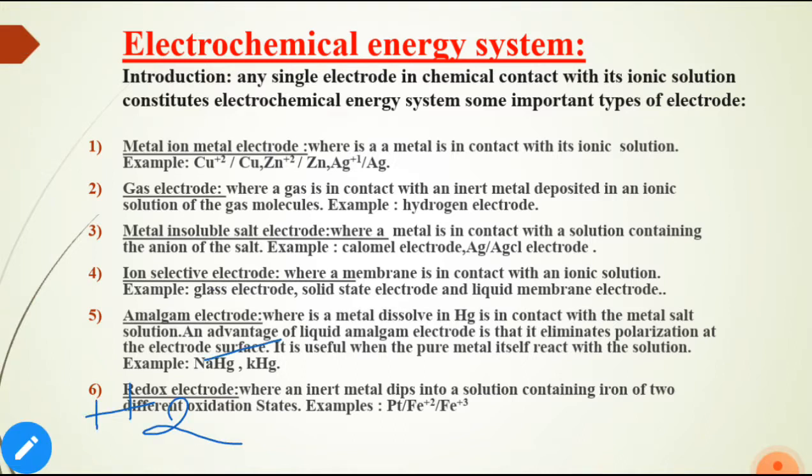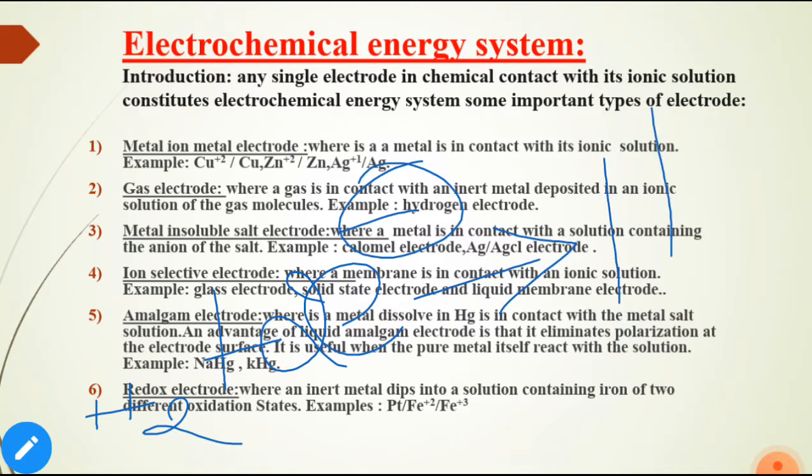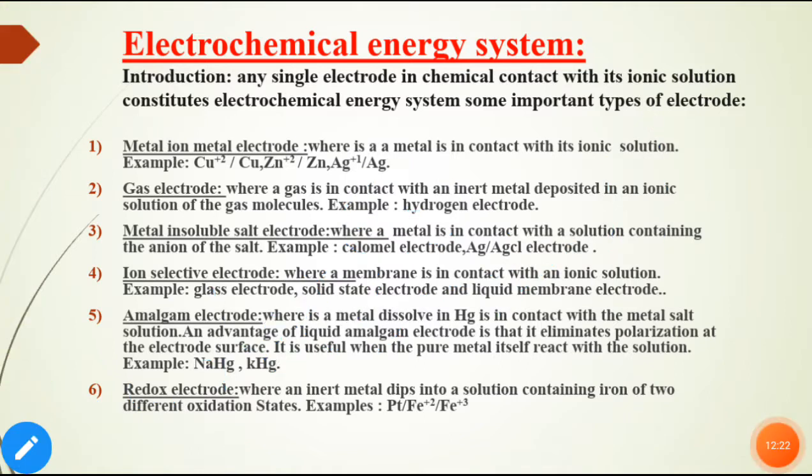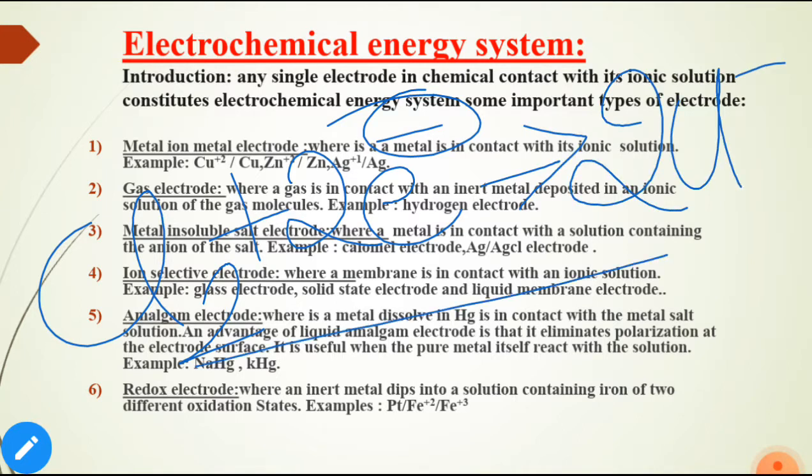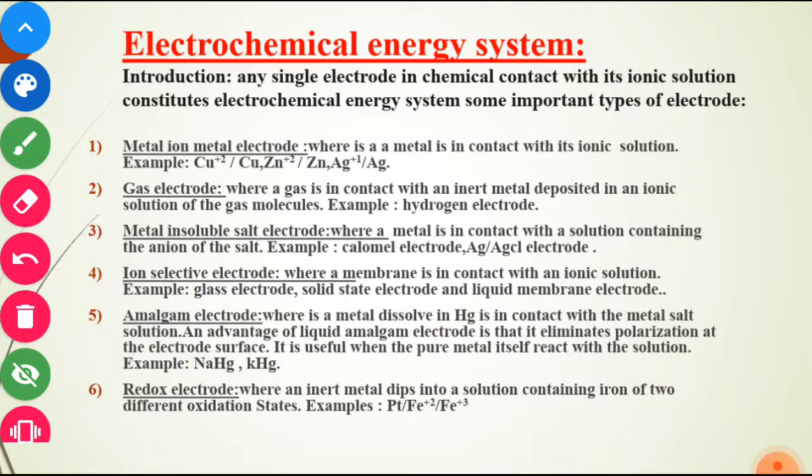It is better to take chlorine as an example. Here Cl2 plus 2 electrons gives 2Cl minus. Reduction takes place, as it gains electrons, and it acts at the cathode. This is an example of the gas electrode.